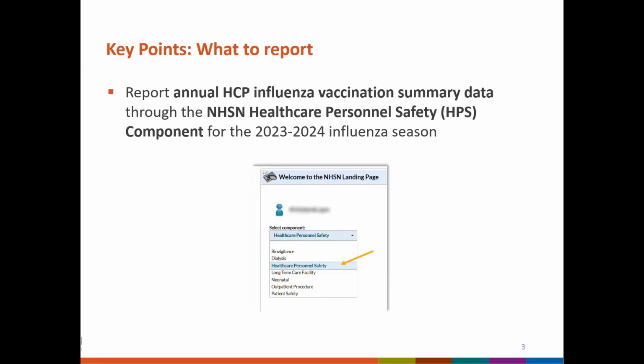For the 2023-24 influenza season, facilities that are part of certain CMS reporting programs will need to report annual healthcare personnel influenza vaccination summary data. The data are reported through the healthcare personnel safety component in NHSN.